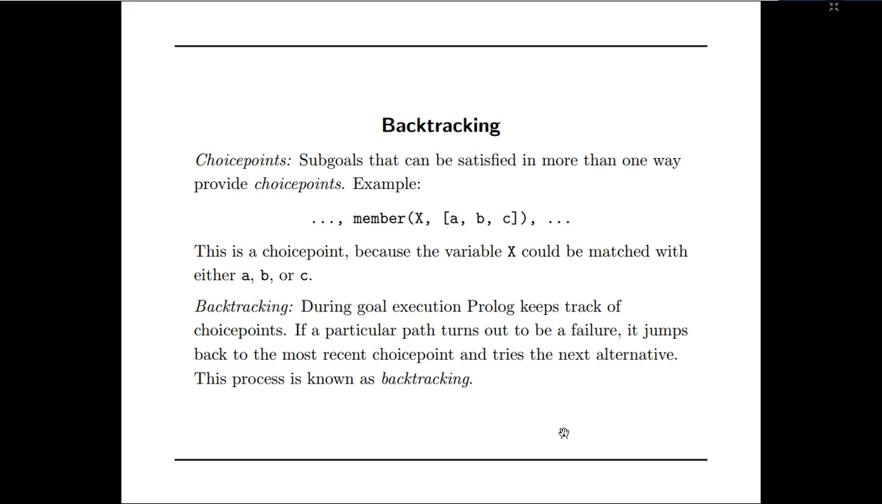In backtracking, during goal execution, Prolog keeps track of choice points. If a particular path turns out to be a failure, it jumps back to the most recent choice point and tries the next alternative. This is the way of doing backtracking.